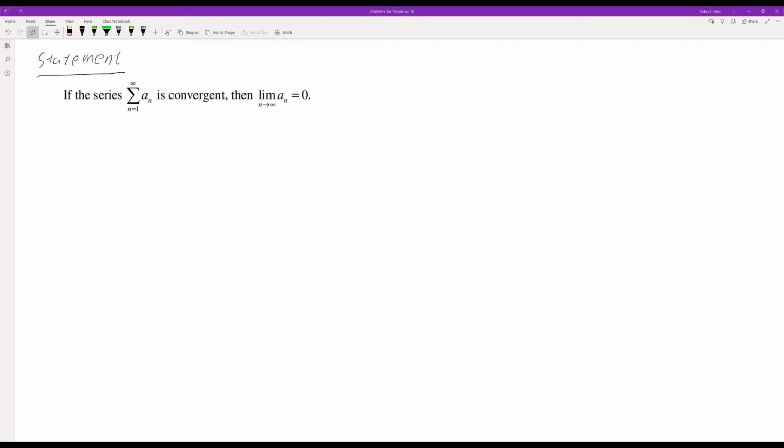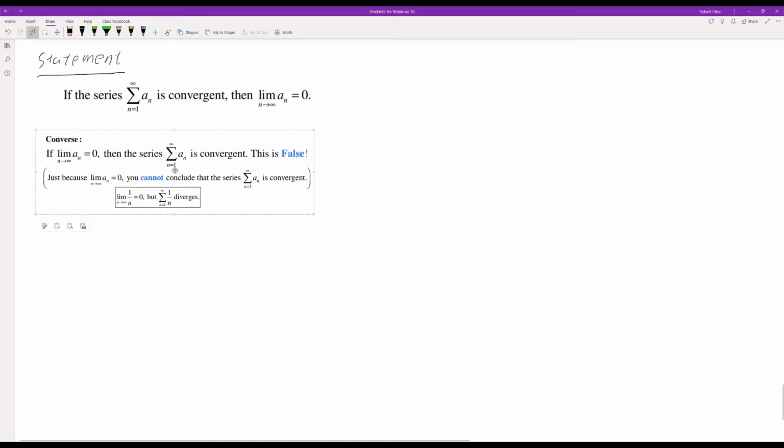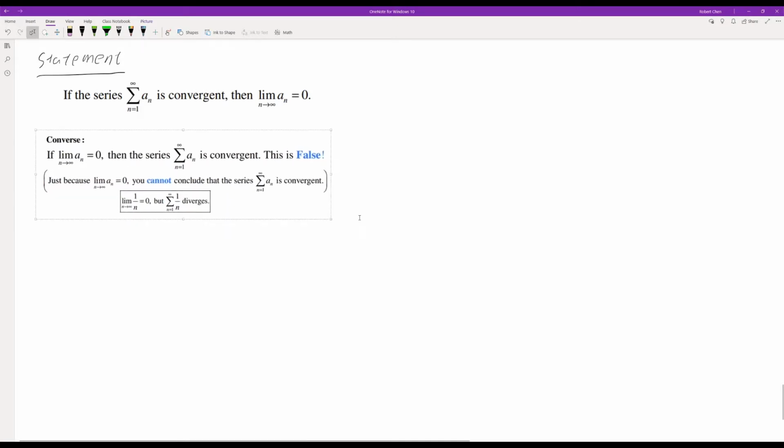Now that's true, right? If the limit of your sequence at the end is 0, that means when you add everything up, it's going to be convergent, meaning it's going to go to some value. Now the converse would be: if your limit goes to 0, then the series is convergent. Now this is false, right?